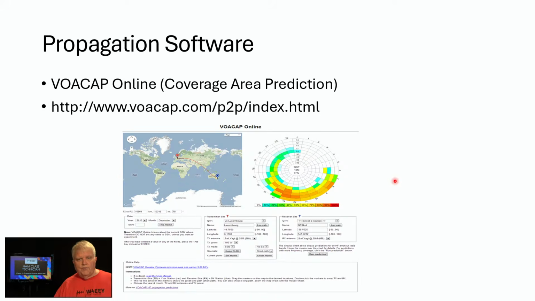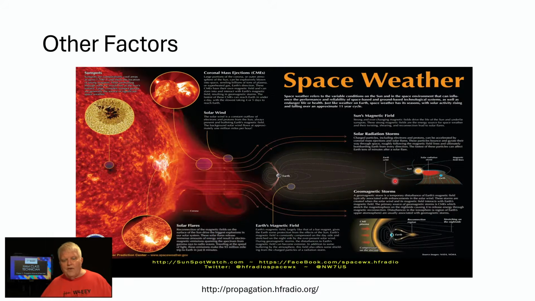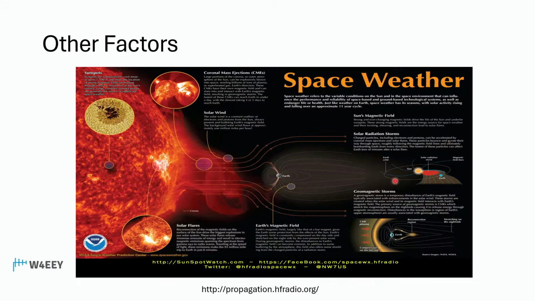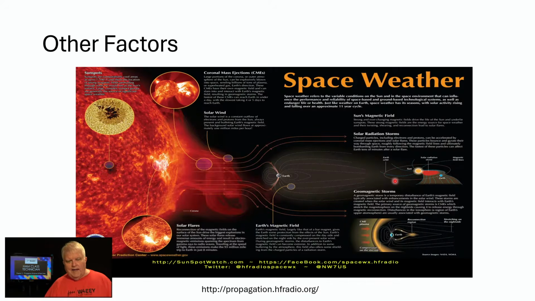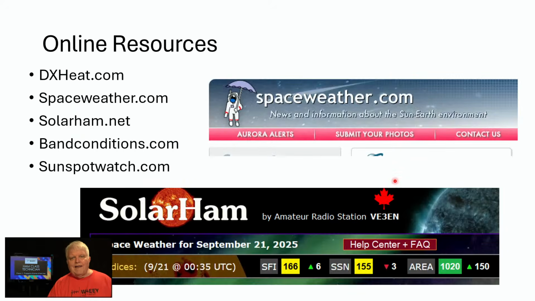So the sun is the biggest impactor on radio frequency propagation. Space weather in general has a huge impact on how radio waves propagate, especially HF. So there are online resources besides VOACAP. There's the various spotting websites. DX Heat is one of them. Spaceweather.com and solarham.net. Others here that you can get information about current radio propagation conditions.